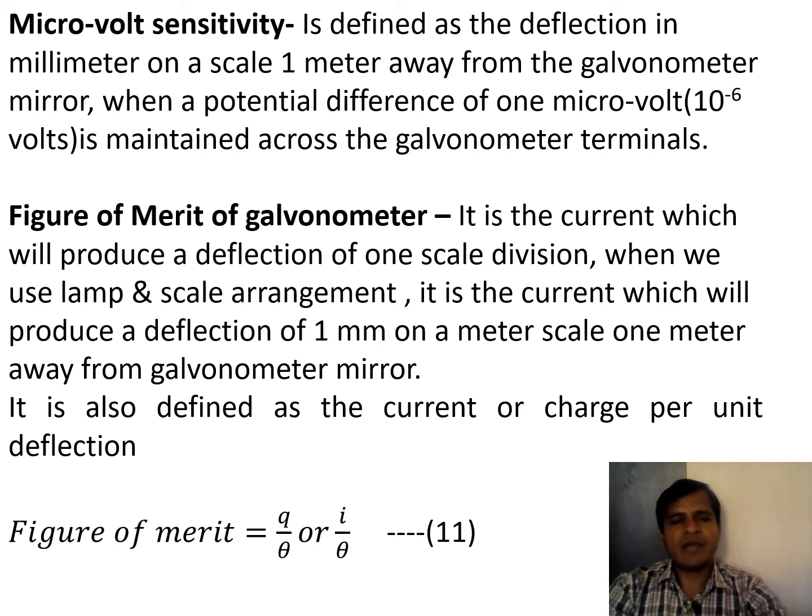Now the figure of merit of a galvanometer is defined as the current which produces a deflection of 1 scale division when we use a lamp and scale arrangement. It is the current which will produce a deflection of 1 millimeter on a meter scale kept 1 meter away from the galvanometer mirror. It is also defined as the current or charge per unit deflection. So it is expressed as q upon theta or I upon theta. Let this equation be 11.